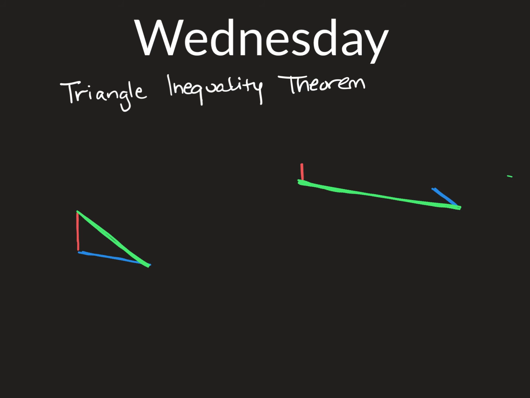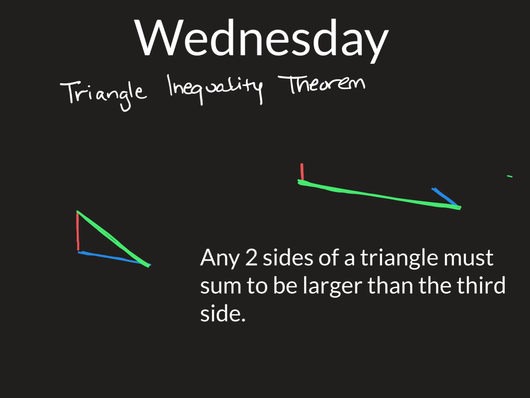And so what we did on Wednesday was kind of play around with this, and what we found was this rule. Any 2 sides of a triangle must sum to be larger than the third side. So like if you took this red and this blue and you added them together, let's say that the red is 3 centimeters and the blue is 5 centimeters. Then if you added these together, that would have to be longer than the green one. So the green one reasonably might be something like 7 centimeters here.